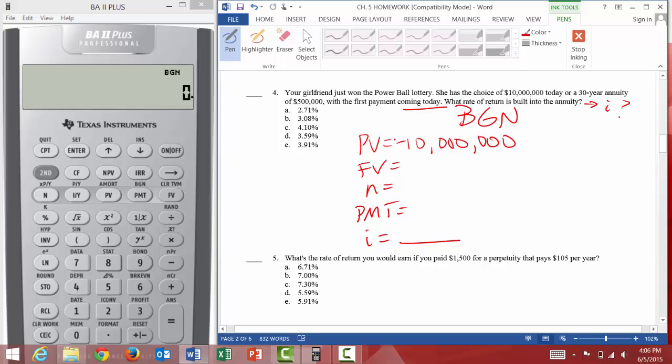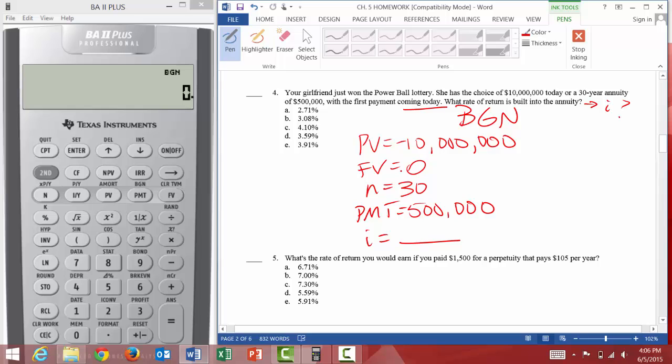And I'll just put that as a negative. Or she could have $500,000 a year. So it's kind of like considering, what if I made a $10 million investment and I got $500,000 as a payment every year for N equals 30 years. And at the end I'll have 0 left.